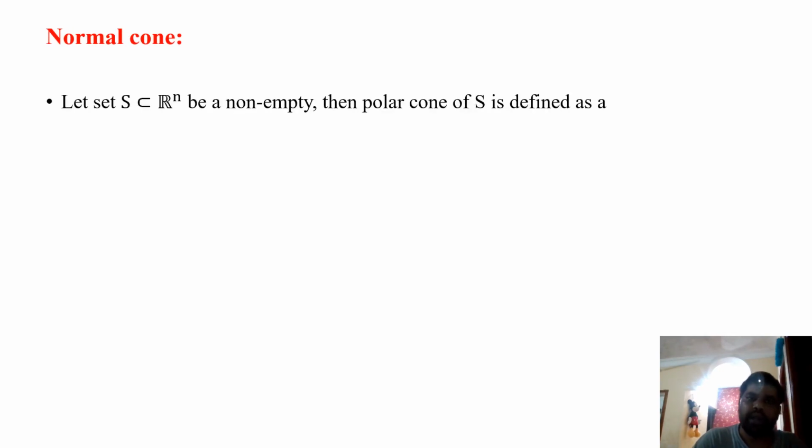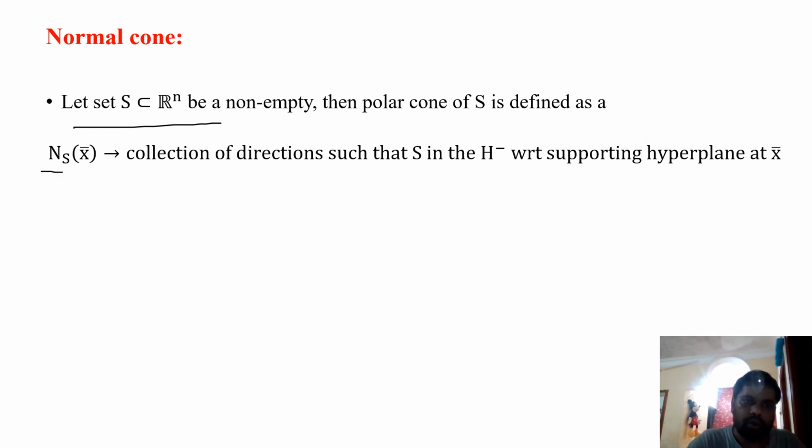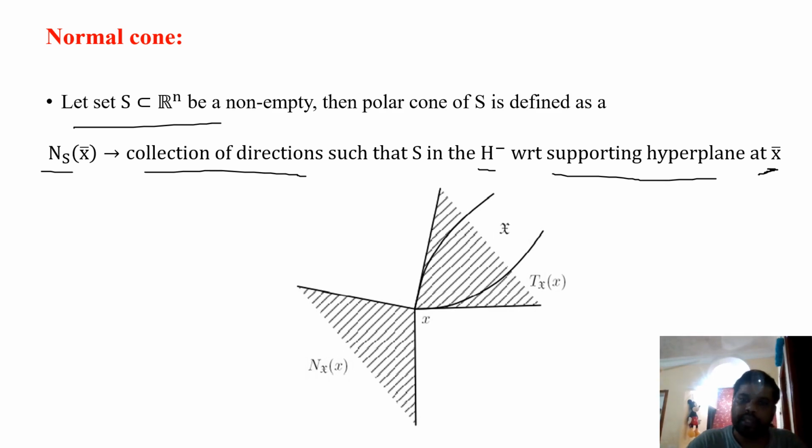Similarly, coming to define the normal cone, what does it say? I will give a layman definition here. Consider a non-empty set S. We can define the normal cone as the collection of all the directions such that S is in the negative half space with respect to the supporting hyperplane at the boundary point x bar. Remember that x bar is a boundary point, again I am saying it. Here is one example you can look at. This cone structure is a normal cone.